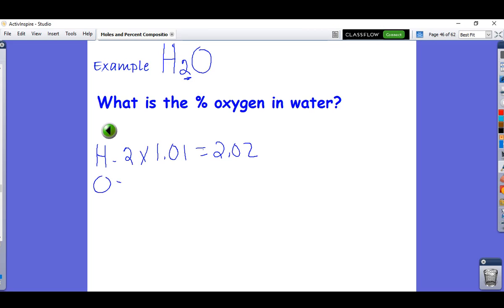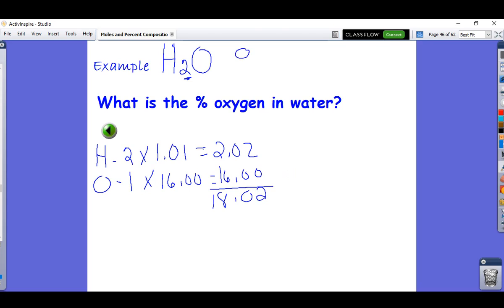Oxygen, there's no subscript, so that means it's 1. If you look for oxygen, it is 16.00. So that gives us 16. Now we're going to add those two numbers up, and that gives us 18.02. That's your molar mass of the compound, and that's going to go on the bottom of our equation.